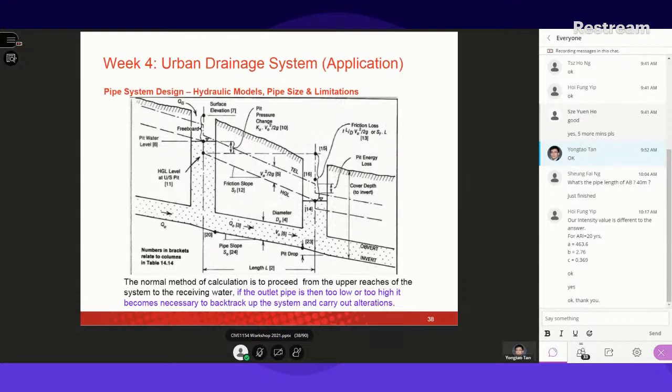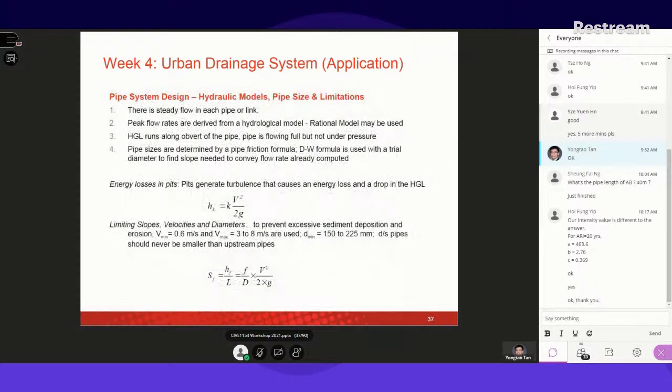Now we can go back to this one about the energy loss. I will provide more information. The pit generates turbulence. Why is there energy loss in the pits? Because when the water enters into the pit, the pit generates turbulence. The turbulence causes the energy loss and a drop in the hydraulic grade line.